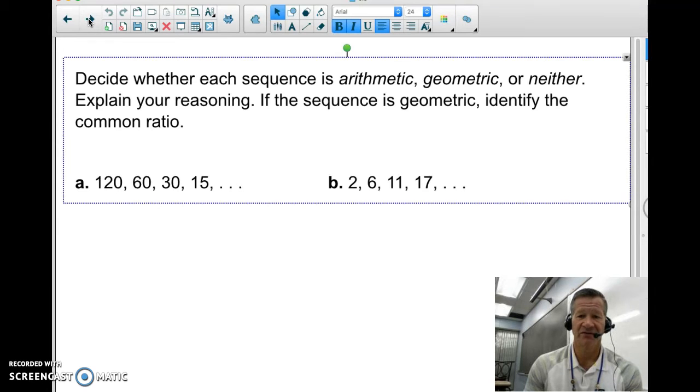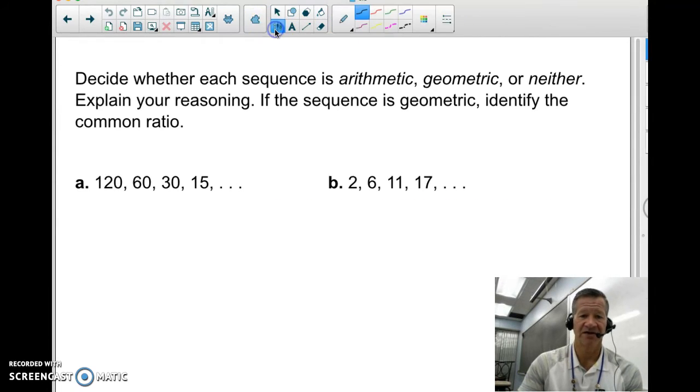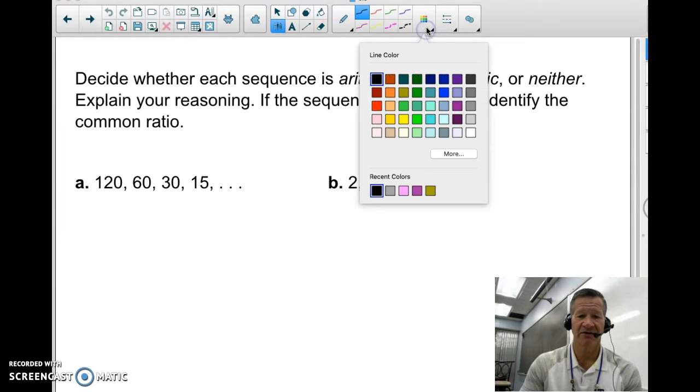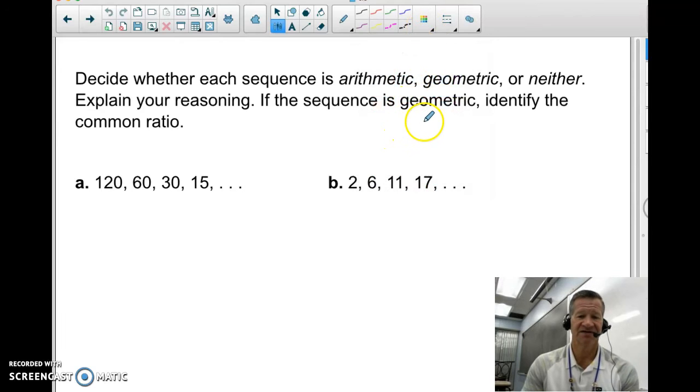Now you may need a review on what an arithmetic sequence is. Probably been a while since you discussed that. An arithmetic sequence is a sequence where you keep adding the same thing every time. They'll have a common difference instead of a common ratio. Or it's possible it's neither arithmetic nor geometric. Let's explain our reasoning, and if it is geometric, tell what the common ratio is.